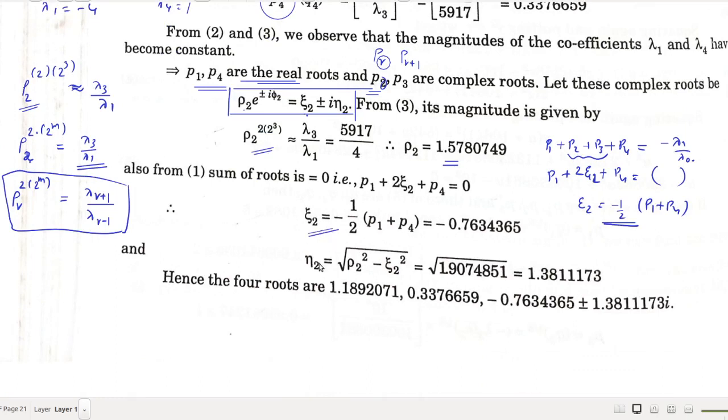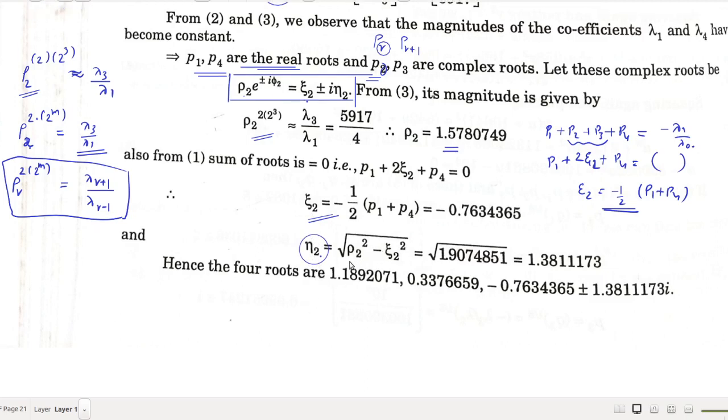Similarly, you need to remember this formula for the imaginary part of the complex roots. So eta 2 is equal to the root of rho 2 square minus zeta 2 square, where rho 2 is our rho 2 and zeta 2 is obtained from this equation. That will give 1.38111, etc. Now we have obtained zeta 2 and eta 2, so using those two values we can write the complex roots, and P1 and P4 will give the real roots. We know that these two are the real roots and these two are the complex roots. This is the way we obtain the roots of the original equation.